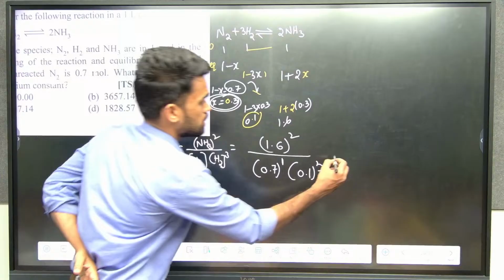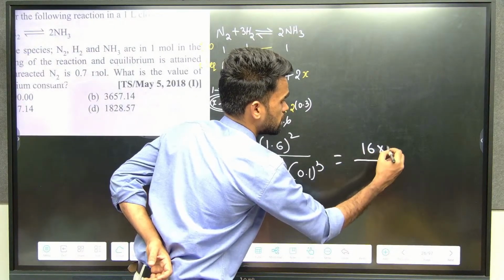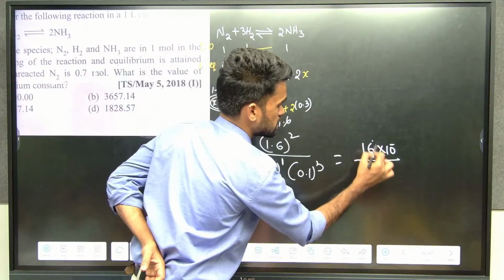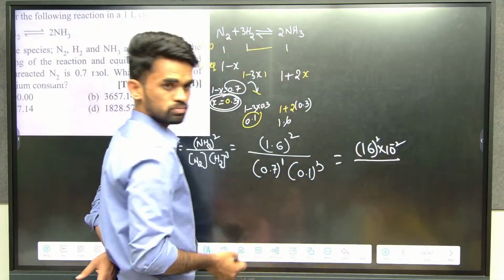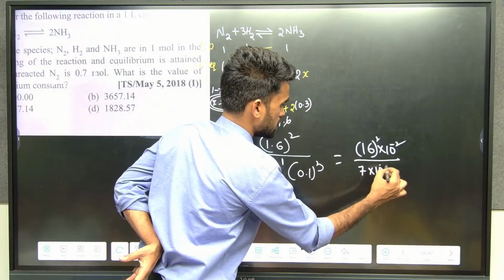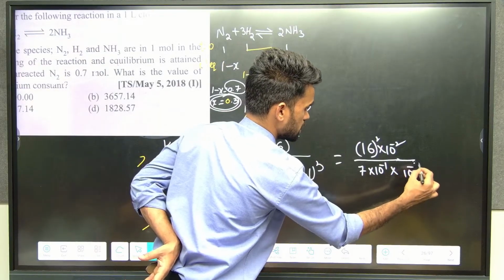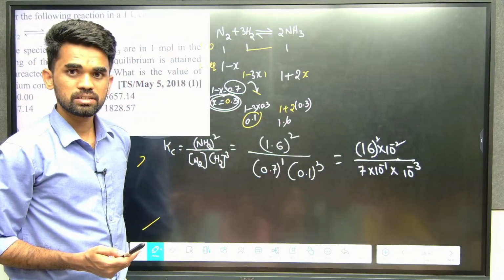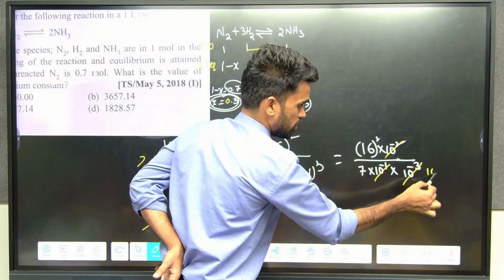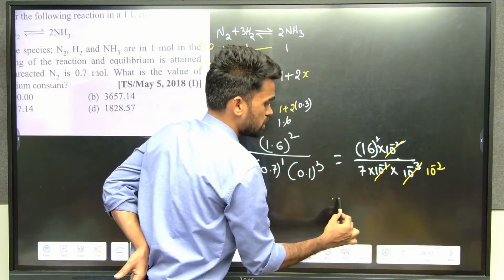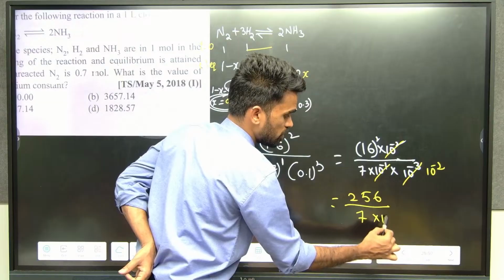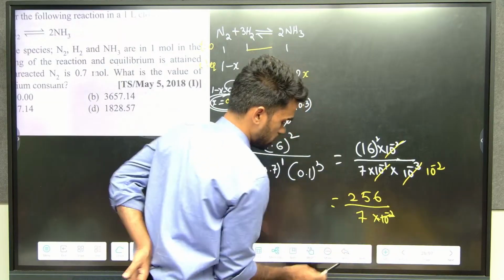ఓకే, జస్ట్ సింప్లిఫై దిస్. సి హౌ కెన్ ఐ రైట్? 1.6 means 16 into 10 power minus 1 to the power 2. So this is simply I can write 16 square 10 power minus 2. Okay, denominator 7 into 10 power minus 1 into this is 10 power minus 3. Can we write it like this? Okay, so how many times? 10 power minus 2 is remaining here. 16 square means 256 by 7. కింద ఎంత ఉంది? ఇంకా 10 power minus 2. So can I write this in the numerator?